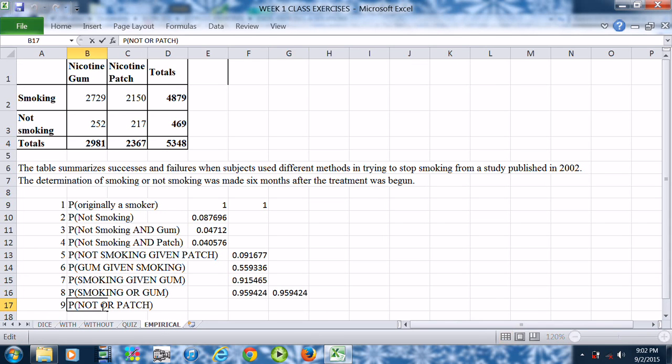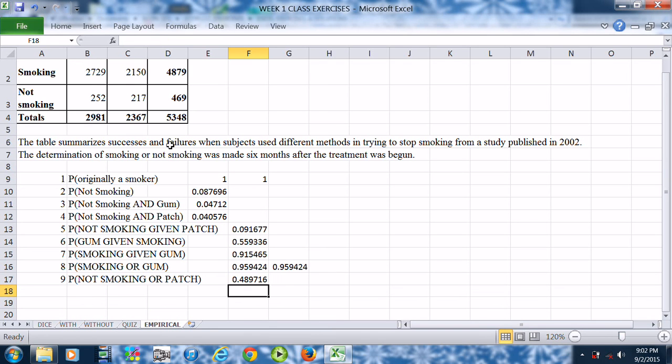Now, let's do another OR problem, and this one will be the probability of not smoking or try to quit with the patch. So, everybody who was not smoking, 469, plus everyone who tried to use the patch, there we go, 2367, but we've double counted this 217, that was in the same row and column, those who used the patch and were still not smoking, so subtract that out because we double counted it, and then divide by the grand total to get 0.489716.